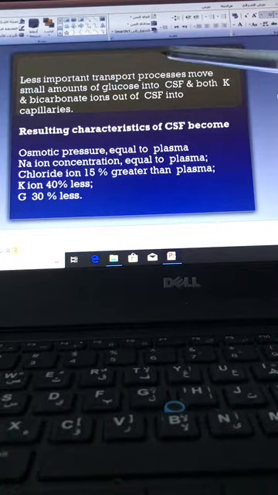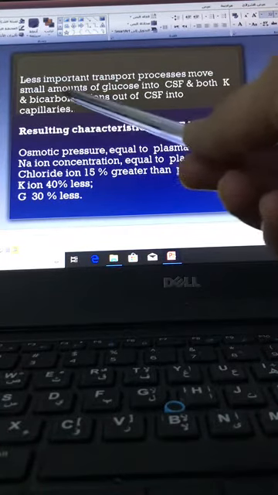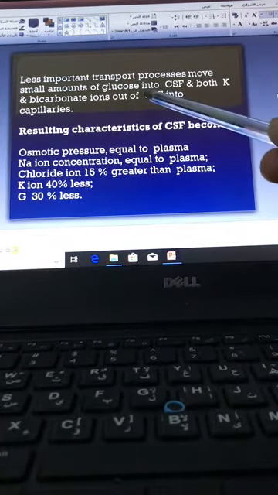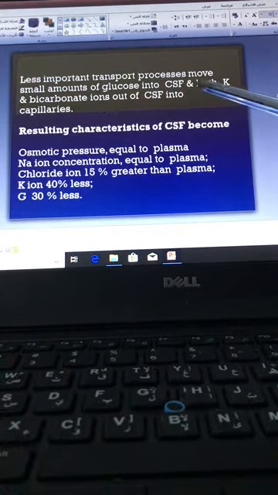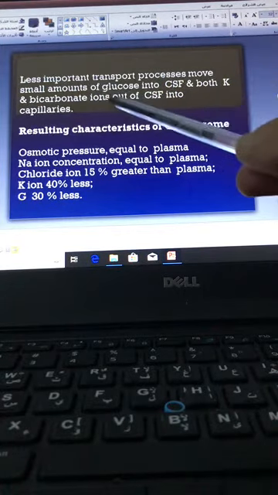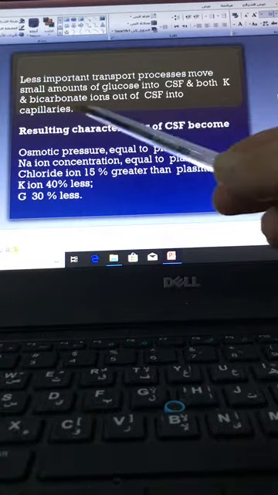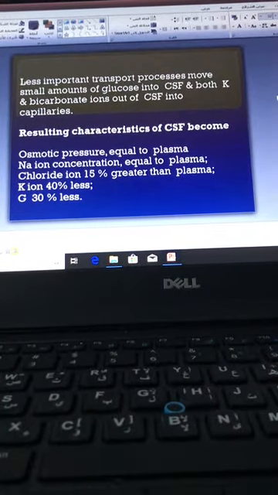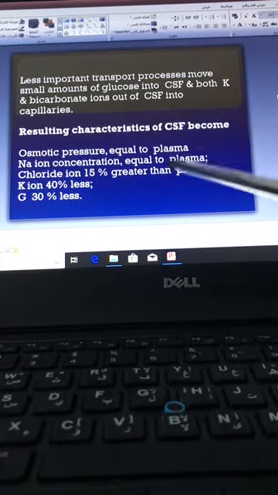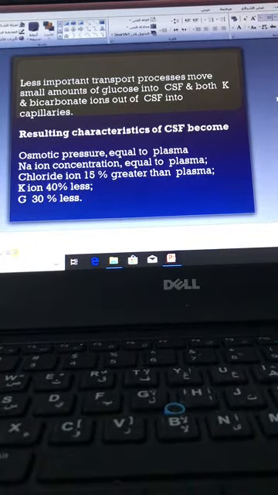Less important transport processes move small amounts of glucose into CSF and both potassium and bicarbonate ions out of CSF into the capillaries. يعني عملية تصفية بالنهاية ينتج عندنا مركب معين بتراكيز معينة اللي هو CSF.